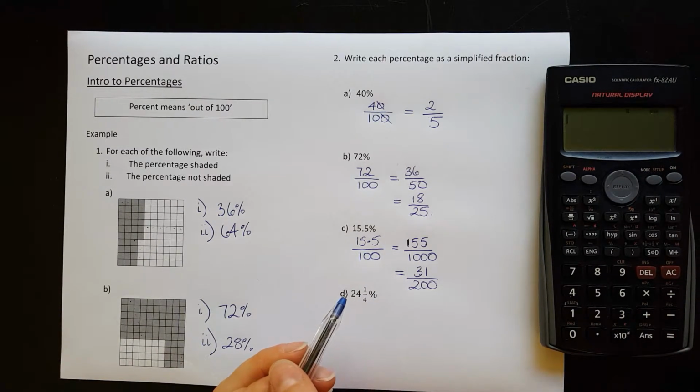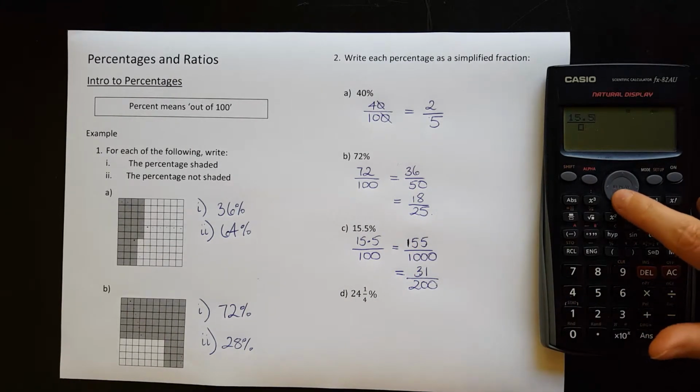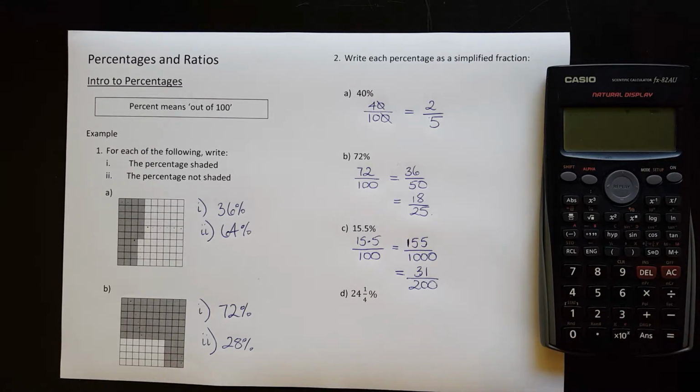Let's type it in now to see if we got it right. So I go 15.5 on the top over 100 equals, there it is, 31 over 200.